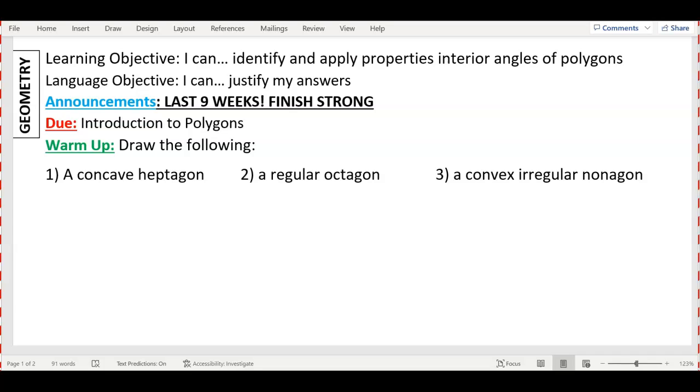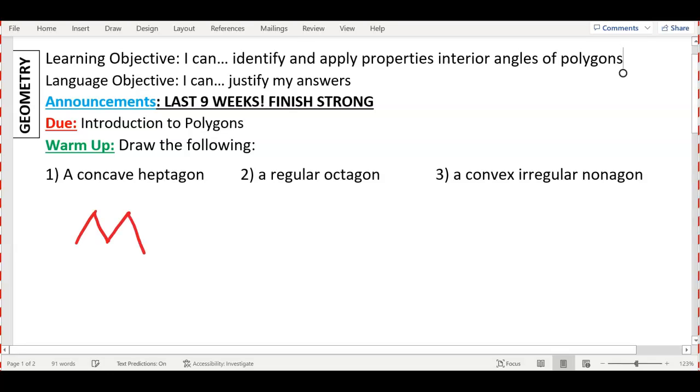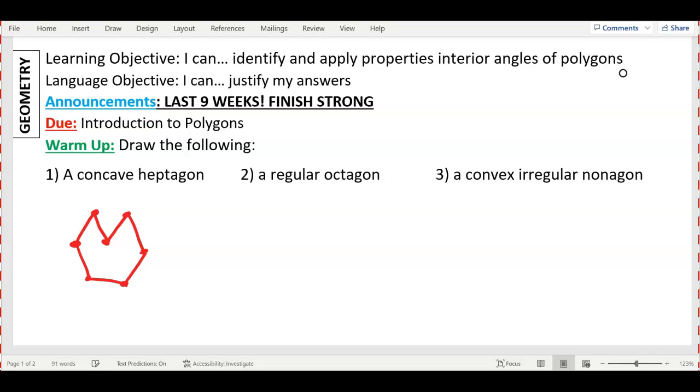Okay. So concave heptagon. Now there's more than one way to draw this. So if yours looks a little different, as long as it's got 7 sides and it's caved in, it's fine. So here's how I'm going to draw mine. 1, 2, 3, 4, 5, 6, 7. Okay, as long as you have 7 vertices and it caves in, that is a concave heptagon. So again, concave, caves in, heptagon, 7 sides.